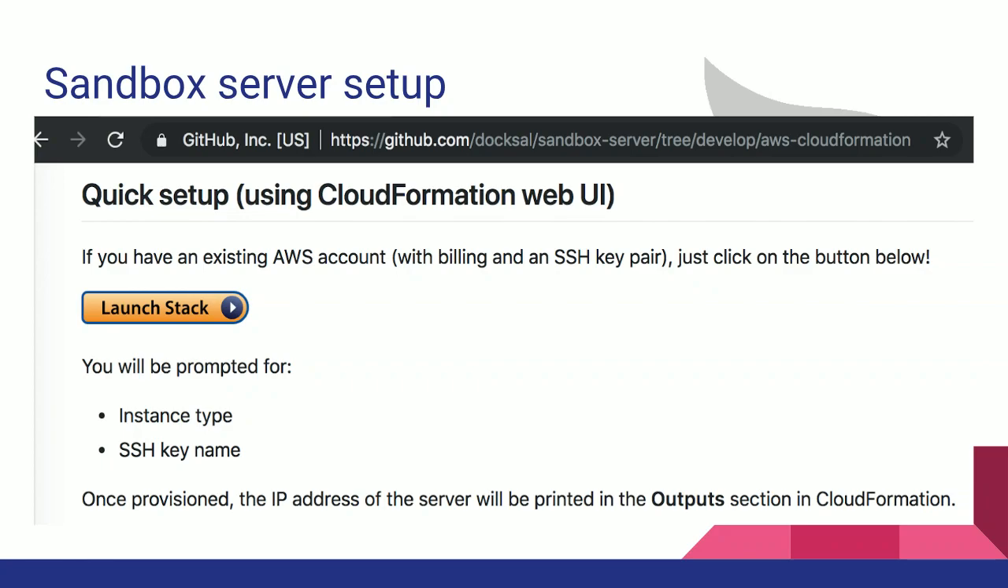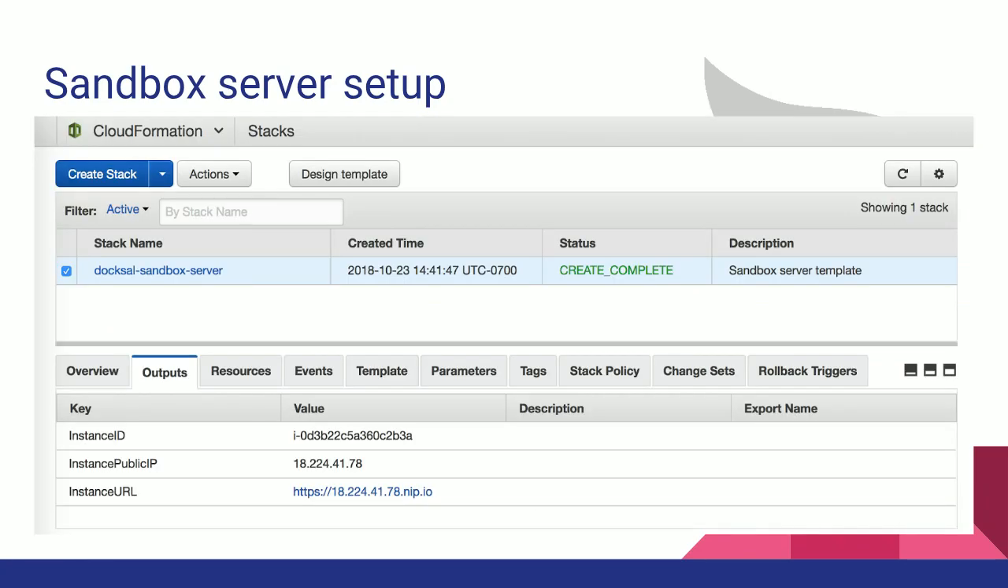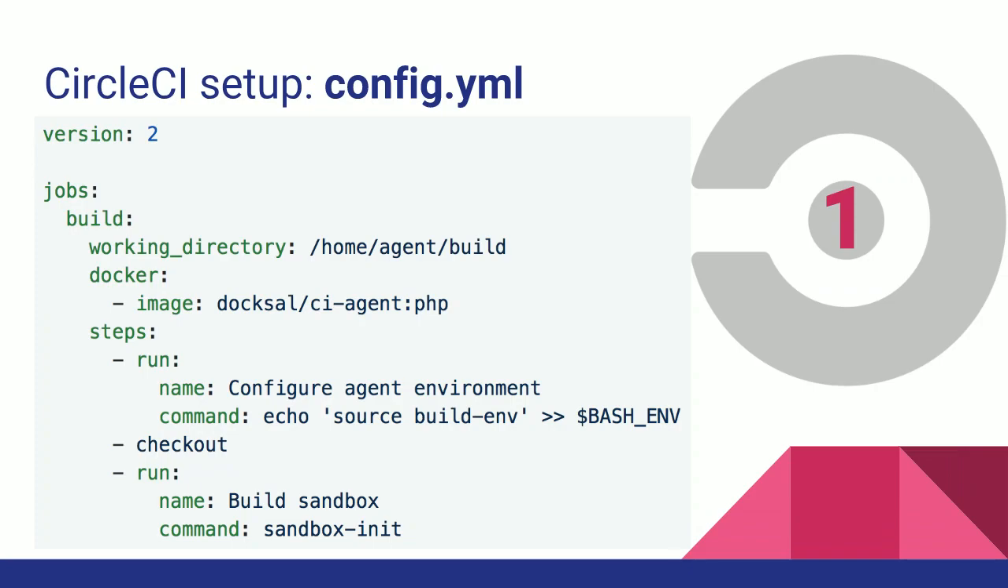In the Docksal Sandbox server repo, there are instructions and a button that you click, and that starts up the provisioning. When it's completed, this is what you will see. I don't know, is anyone familiar here with CloudFormation? Okay, so you don't have to be. We try to make it as simple as possible, so click the button, let it do its thing, and then at the bottom you will see it tells you the public IP address and the default URL if you didn't assign any domain to this that you can use. And that's basically your server.